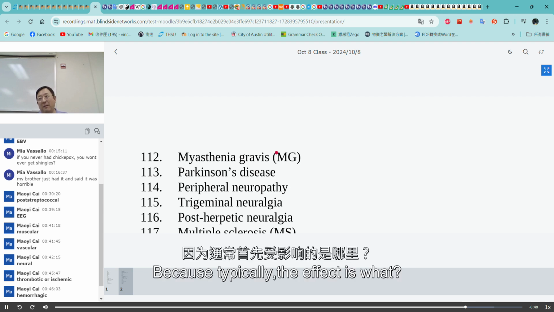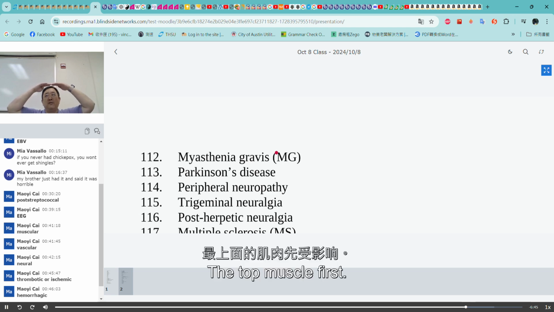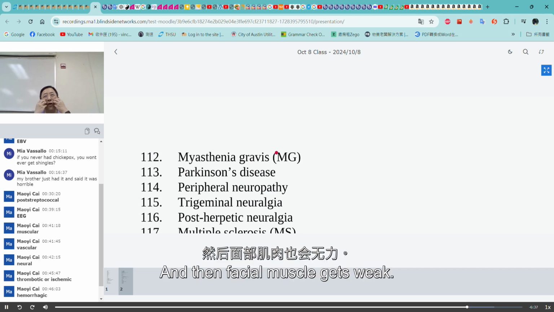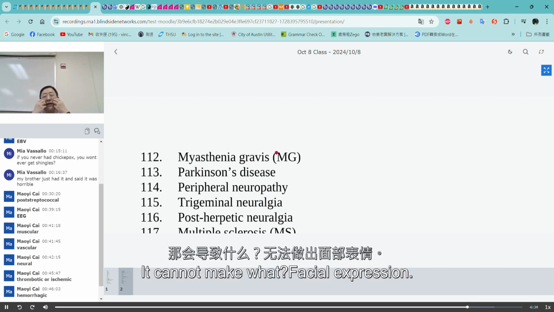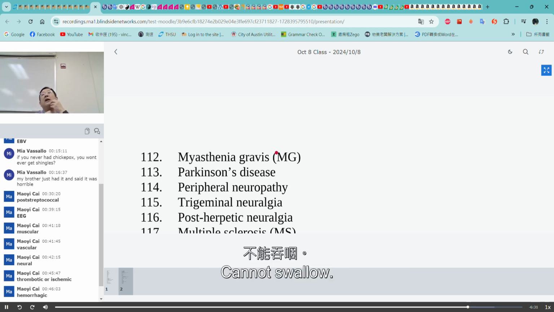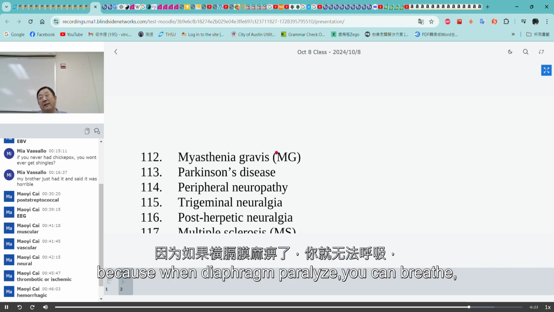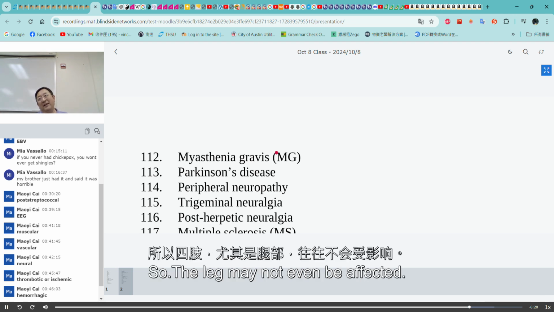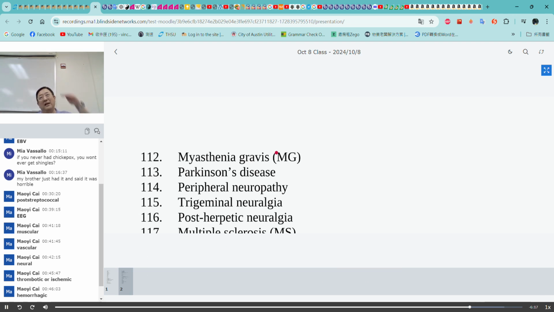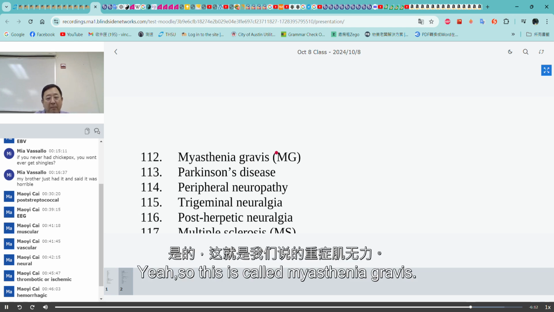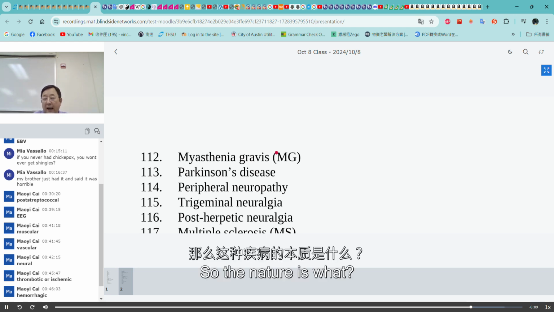Why gravis? Because typically the top muscle is affected first. The person's symptoms start with eyelid drooping. The eyelid goes down, they cannot open the eyes. Then the facial muscle gets weak and cannot make facial expression. Then it affects the throat, and they cannot swallow. Then it goes all the way down. Actually, it usually doesn't even pass the diaphragm, because when the diaphragm is paralyzed, you cannot breathe and you die, right? So the legs may not even be affected. That's why it's descending due to gravity, upper part first. So this is called myasthenia gravis. The nature is autoimmune.